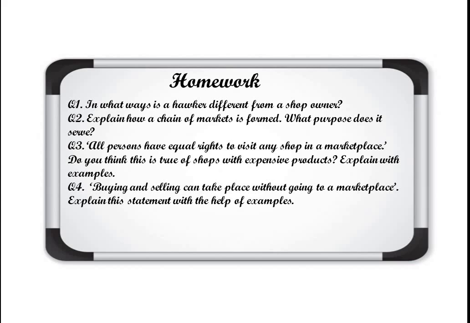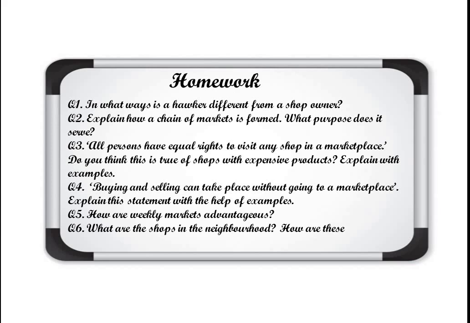Number 4, buying and selling can take place without going to the marketplace. Explain this statement with the help of example. Buying and selling can really take place, so with the example you will explain here. Number 5, how are weekly markets advantageous? Means what are the advantages of weekly market? And 6th is, what are the shops in the neighborhood? The shop you can discuss here. And how are these shops useful? What are the advantages of the shops near our neighborhood?